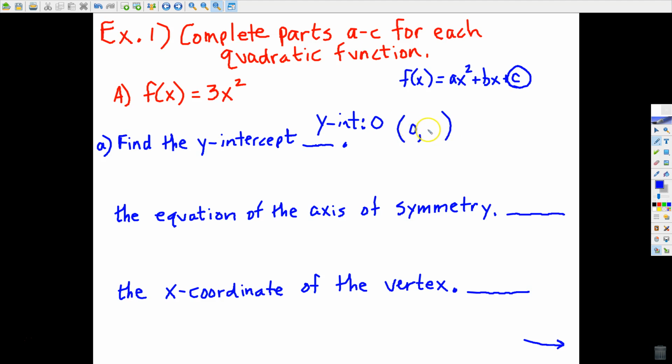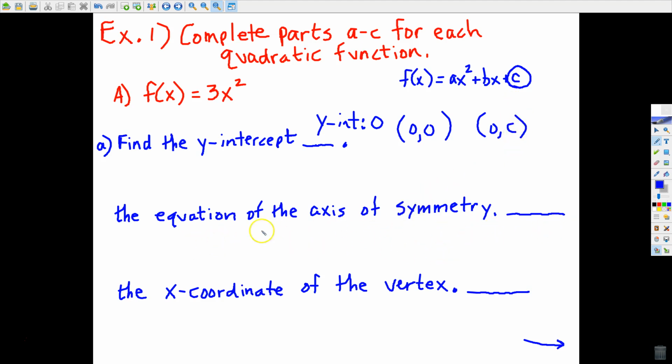The ordered pair will always be (0, c). Well, in this case, that c is 0. So either one of these would be acceptable. Either just go ahead and tell me what the y-intercept number is, what number will the graph cross on the y-axis, that's what that means, or you can identify it as an ordered pair, 0 and then whatever that c number is in the function.